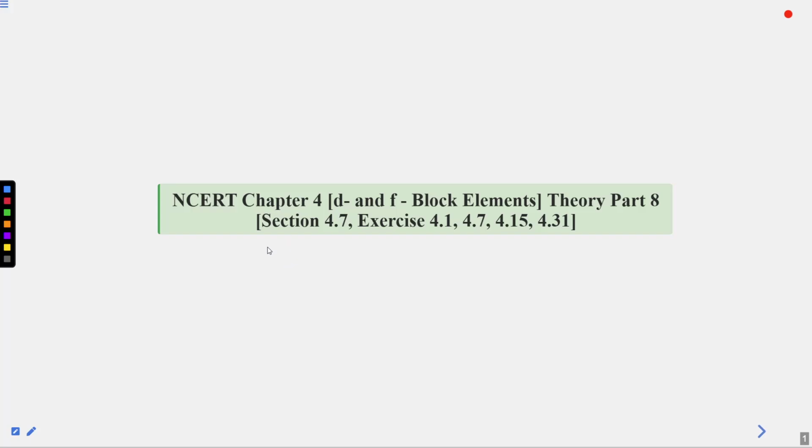As you all know, today we are going to cover the theory part 8 of D and F block elements. So let's begin today's topic, that is NCERT chapter 4, D and F block elements, theory part 8, and the section we are going to cover is 4.7. Along with that, some exercise questions 4.1, 4.7, 4.15 and 4.31.